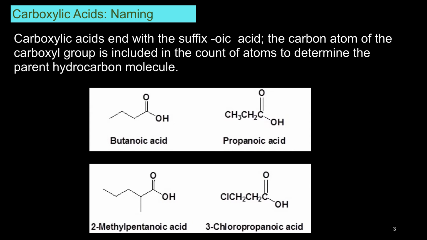The top right has 3 carbons. It is called propanoic acid. The bottom left has 5 carbons and a methyl group attached to carbon 2. It is called 2-methyl-pentanoic acid. The bottom right has 3 carbons with a chlorine attached to the third carbon. It is called 2-chloropropanoic acid. Remember, the numbering of the carbons begins with the carbonyl carbon.